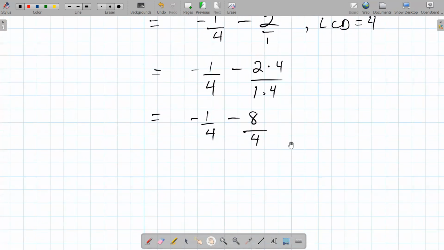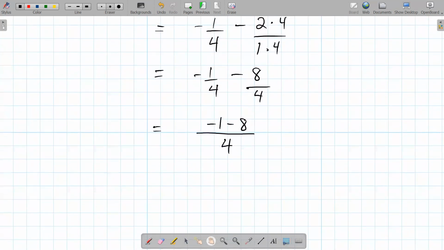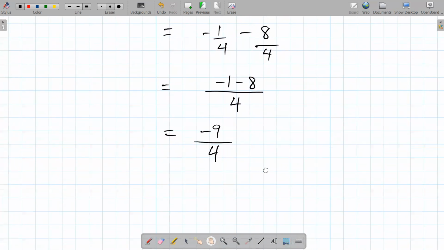So I see we have the same denominators. I keep that the same as 4. And then I'm going to subtract the numerators. As I do that, I have my answer: -1 minus 8 is minus 9, divided by 4, and that is what the answer is.